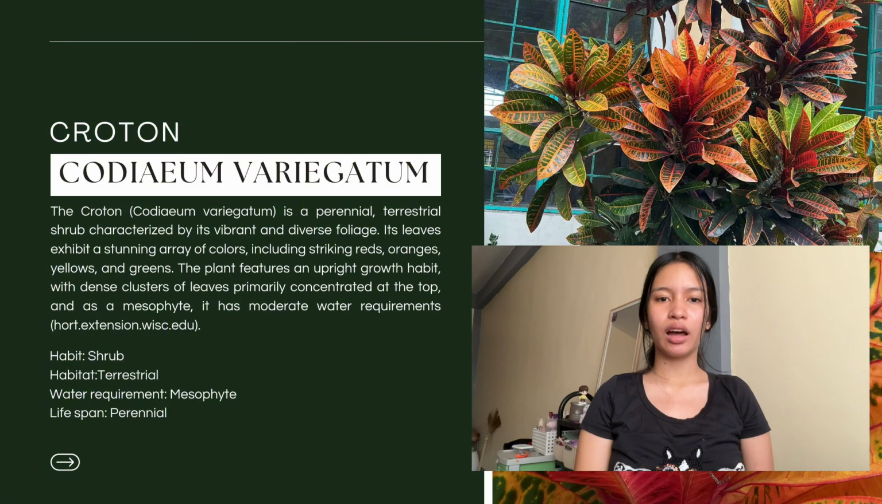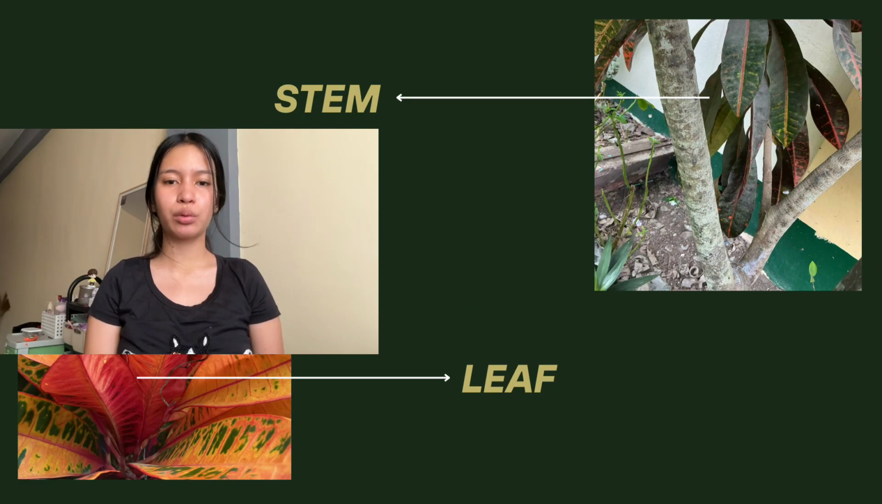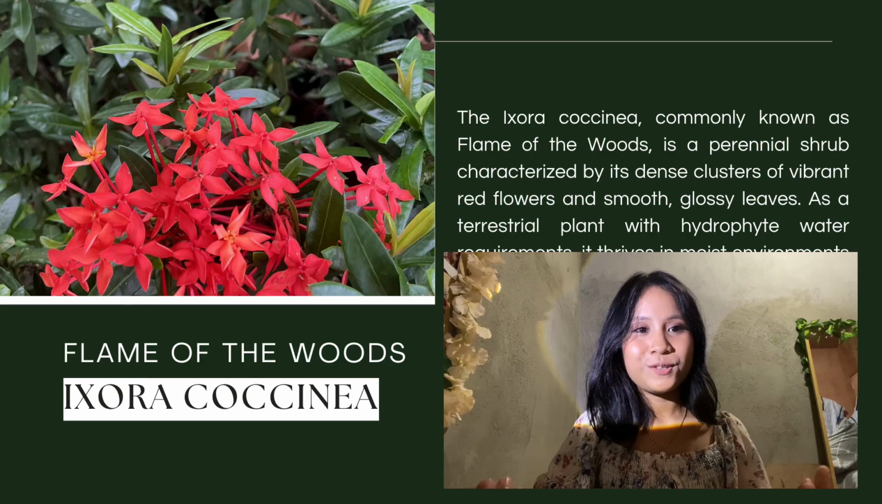Croton, Codiaeum variegatum. The Croton Codiaeum variegatum is a perennial terrestrial shrub characterized by its vibrant and diverse foliage. Its leaves exhibit a stunning array of colors, including striking reds, oranges, yellows, and greens. The plant features an upright growth habit with dense clusters of leaves primarily concentrated at the top, and as a mesophyte, it has moderate water requirements. Their habit is shrub. Their habitat is terrestrial. Their water requirement is mesophyte. Their lifespan is perennial.